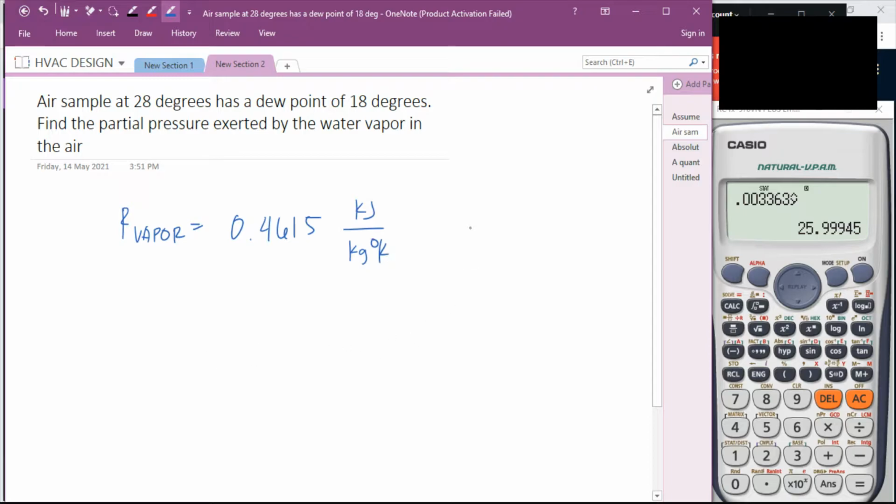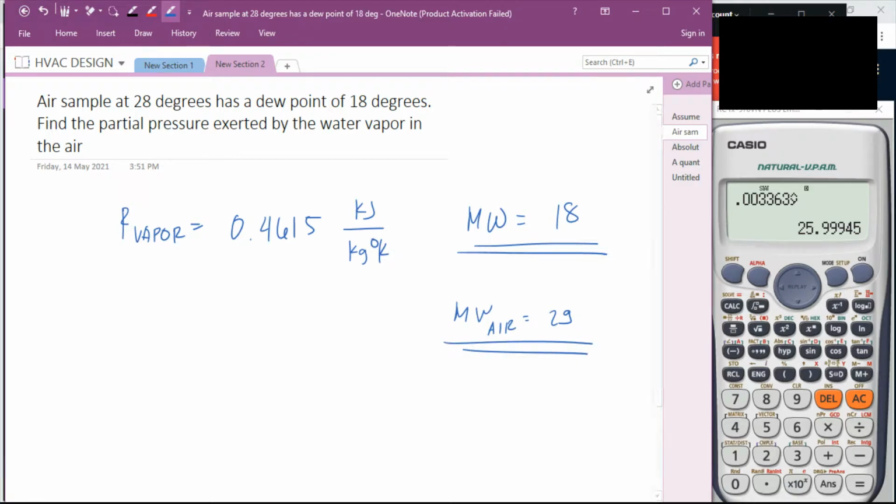Now, what is the molecular weight ng vapor? Lagi itong tinatanong. The molecular weight of vapor, if not given, consider it as 18. How about the molecular weight of air? Approximately that is equal to 29 or 28. Somewhere between them.